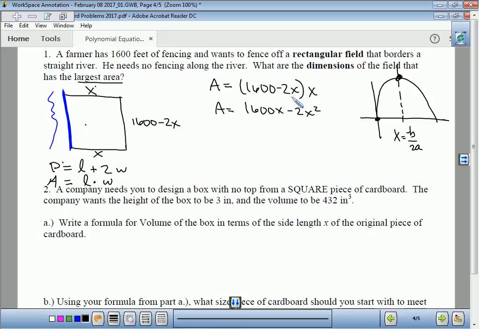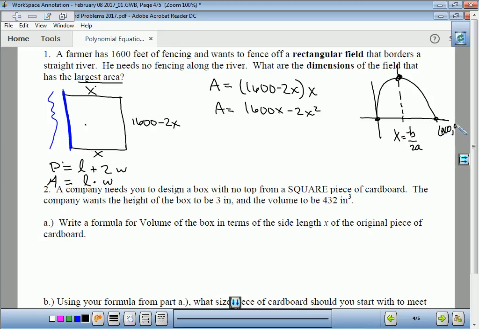I'm asking everyone. 1600. What would make that zero? What x value? 16. What x value? You've got to double it. Zero. Okay, keep it going. Say it. 800. 800, because you want the same value. Okay. So I've got this at 800.